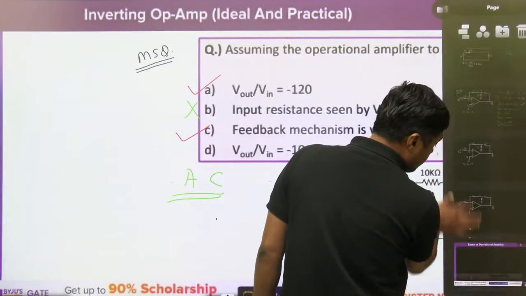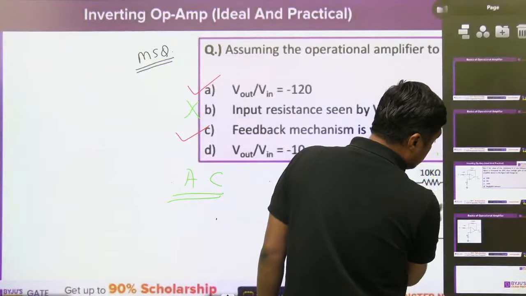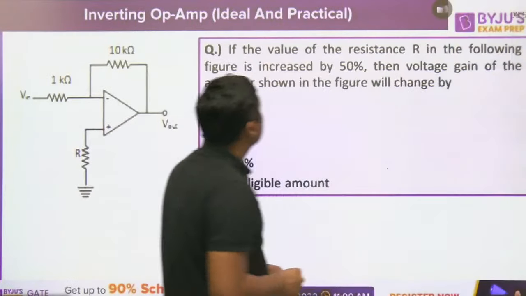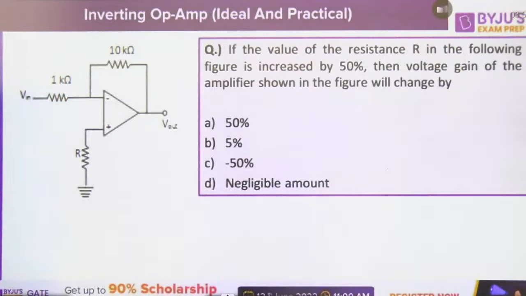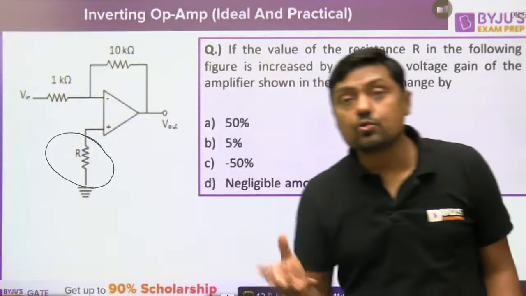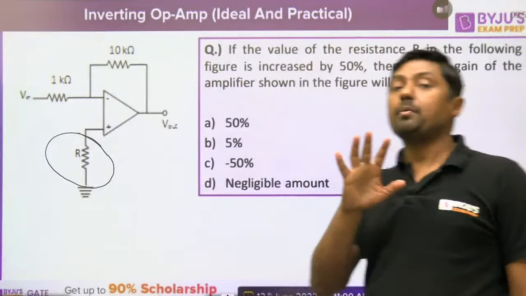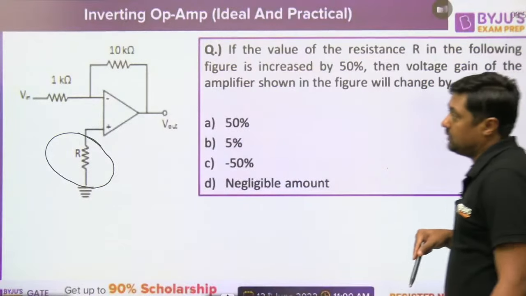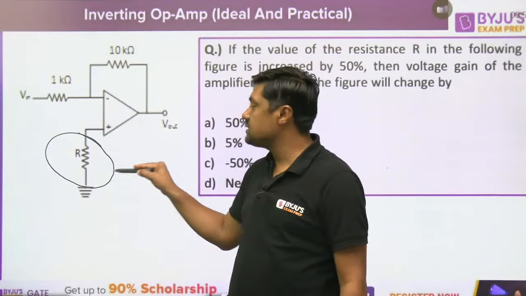Wait, I'm going to give another question. Yes, this one. If the value of the resistance R in the following figure is increased by 50%, the voltage gain of the amplifier shown in the figure. What is the role of the R? Why are we connecting the R in this particular diagram? Again, that is a question based on what? Inverting op-amp. But what is the use of that R? Right? Use of this R.